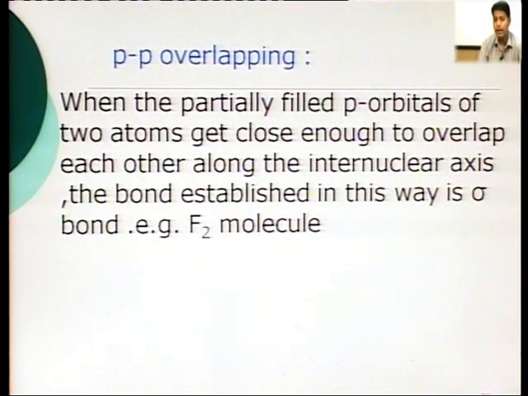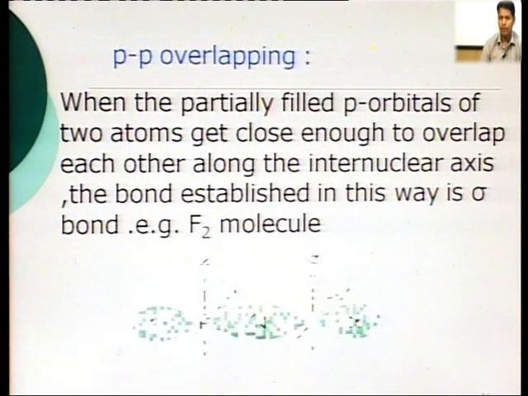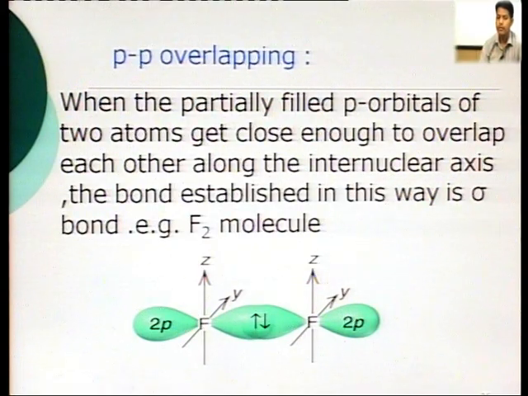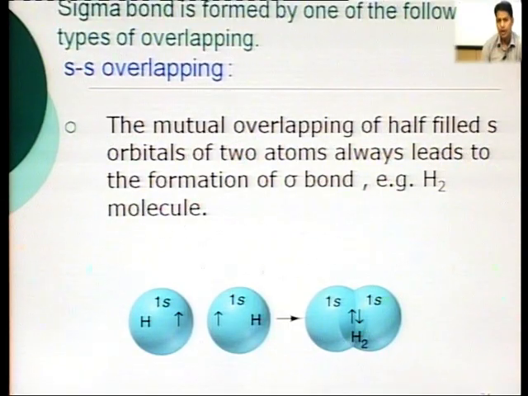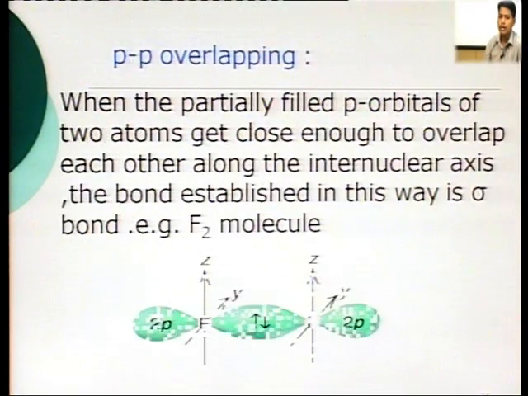Next is pp overlapping at the internuclear axis. When the partially filled p orbitals of two atoms get close enough to overlap each other along the internuclear axis, the bond established in this way is a sigma bond. For example, the fluorine molecule. When the two fluorine atoms, which have p orbitals, overlap with each other at the internuclear axis, this is a sigma bond. This is called pp overlapping. Before this was sp overlapping, and this is ss overlapping, this is pp overlapping.